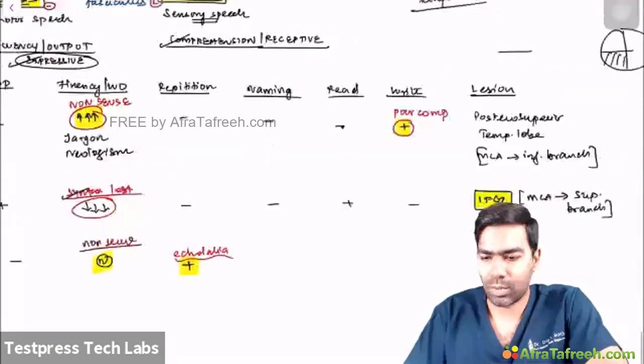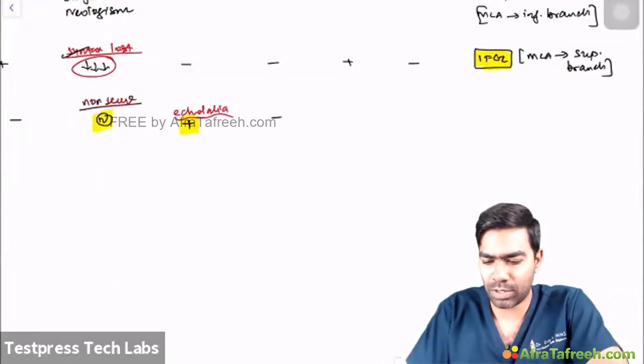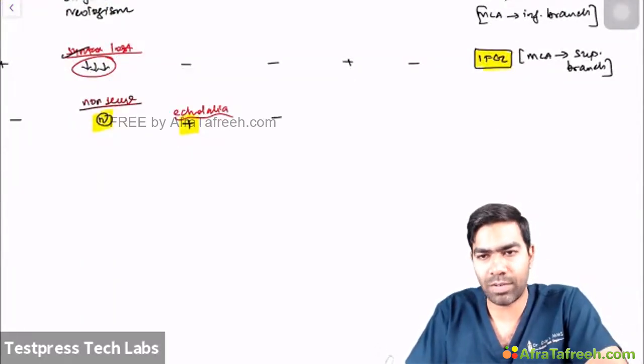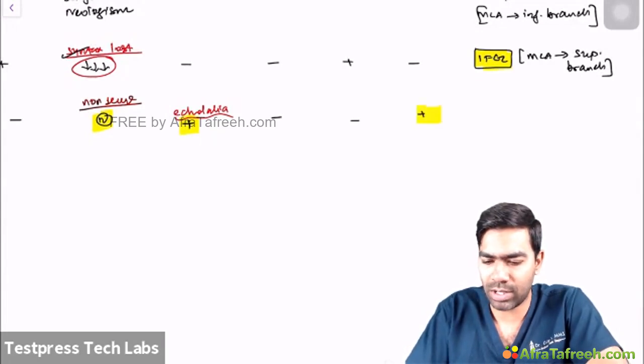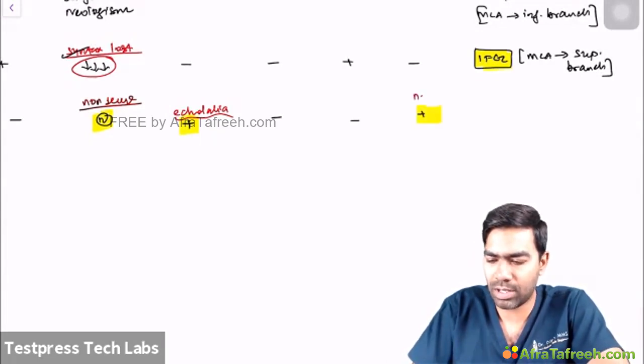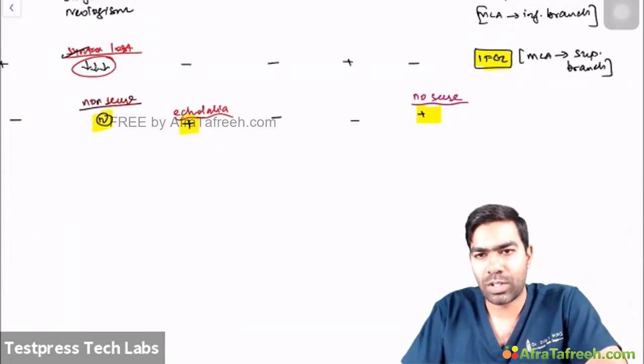Then what about naming? Naming is a complex process. I told you it will be lost in all the types of aphasia. Then you have reading, which cannot be done because reading is a reception. Wernicke's and association centers are important. Writing can be done, and once again, whatever they write will not make any sense. Poor comprehension. Clear? So where is the transcortical sensory aphasia located?